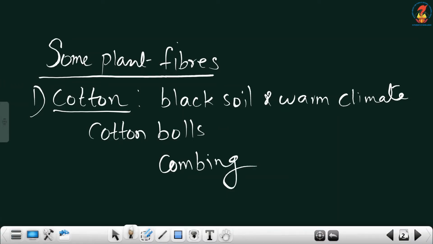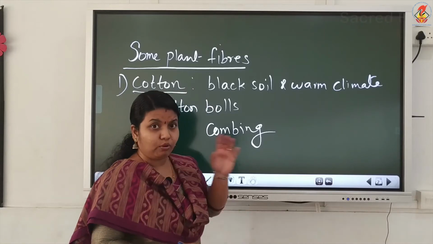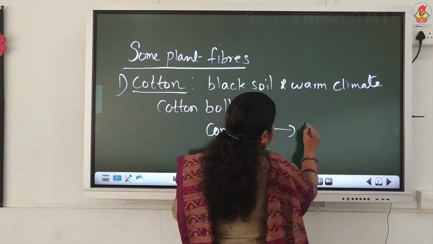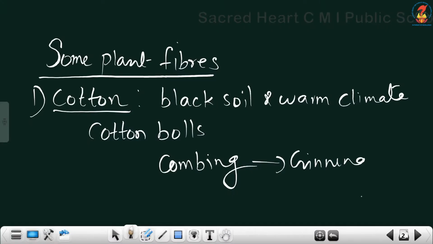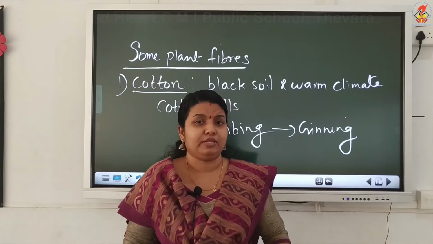There is figure 3.7 you can refer. Using a comb-like instrument, by combing, the seeds are removed from the cotton fibers. This process is known as ginning of cotton. Traditionally ginning was done with hand, but nowadays machines are available for this process.